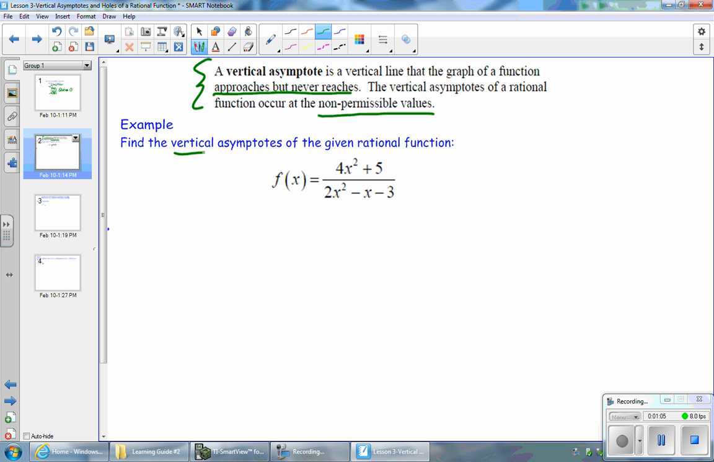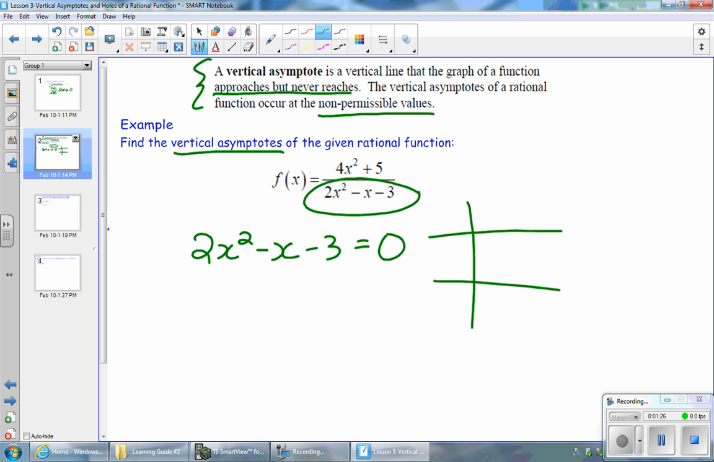To find the vertical asymptotes of this function, you want to find the non-permissible values. The non-permissible values occur when the denominator is equal to 0. So set your denominator equal to 0 and solve for x. So we're solving a simple quadratic here. One way to solve it is to factor. So we're going to set up a PSA table. Our sum is going to be -1. Our product is 2 times -3, which gives me -6. Hence, the two numbers that we're looking for here are -3 and +2.